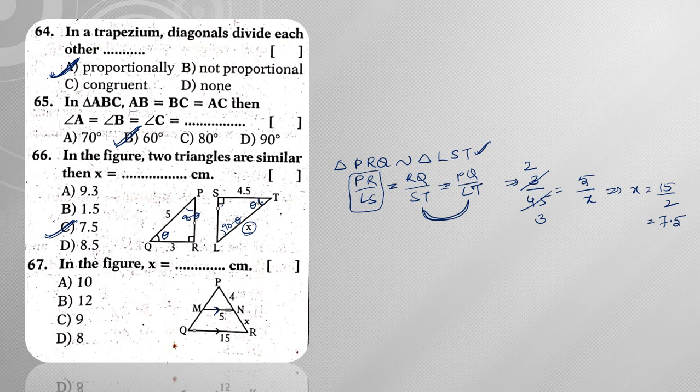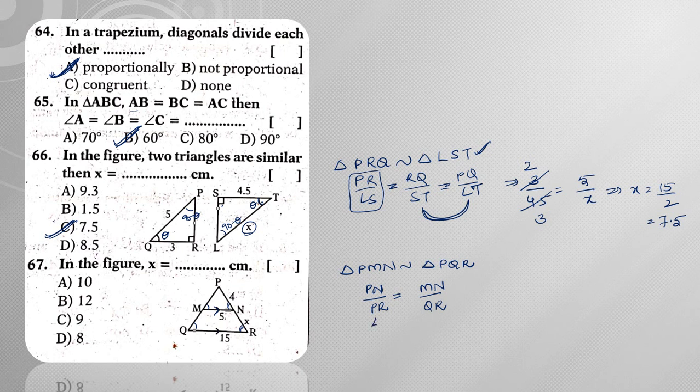So if these two lines are parallel, then these corresponding angles are equal and these corresponding angles are equal. Based on this, triangle PMN is similar to triangle PQR. So we can say that PN by PR is equal to MN by QR. We can consider the ratio of the sides. Since sides are proportional, we can make use of this.